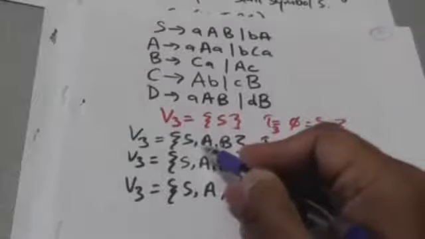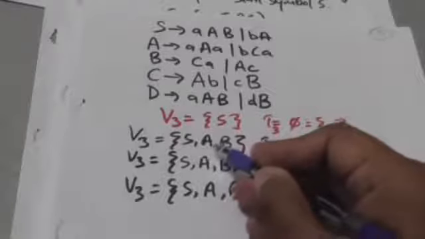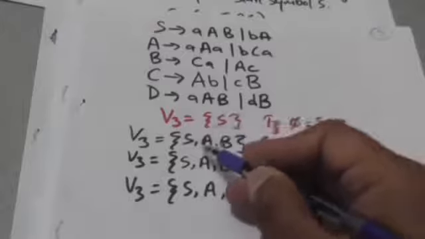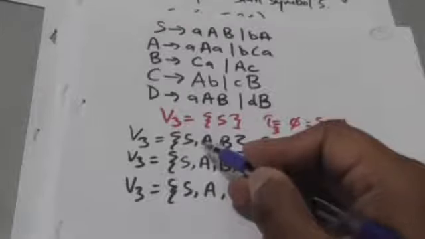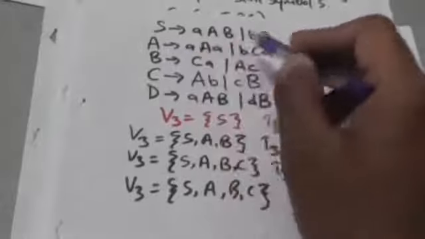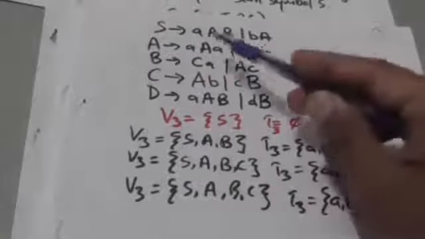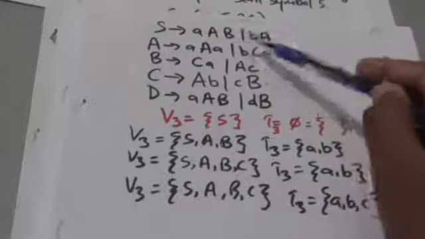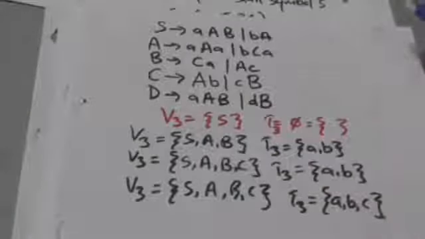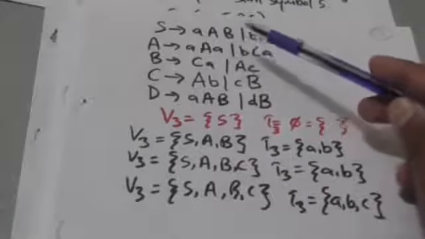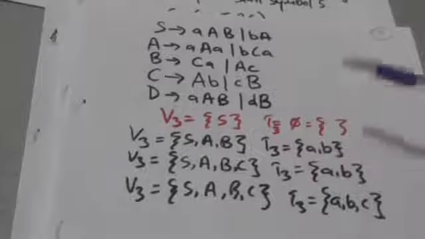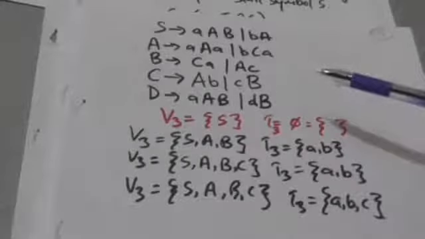Now see the productions of another variable present in set V3. So now see the productions of variable A. A derives BCa. A is already present in set V3. Add C to V3. Terminals a and b are already present in set T3.